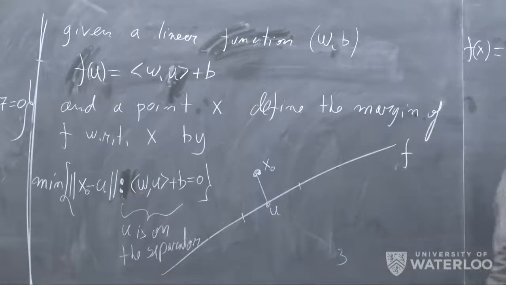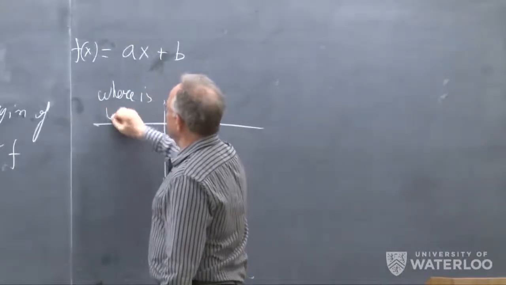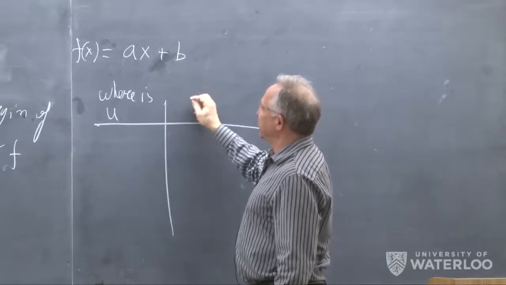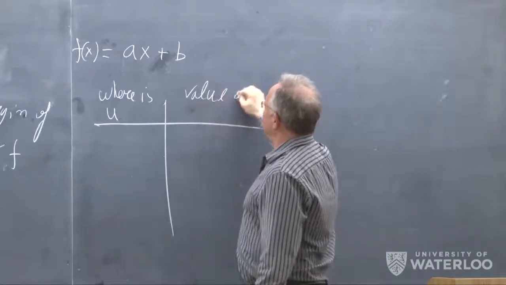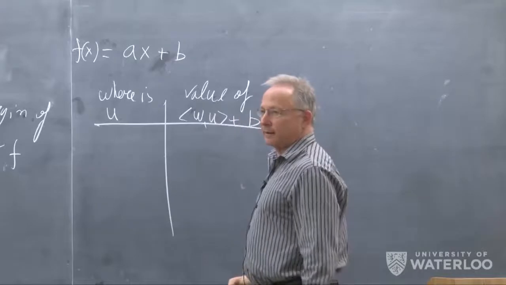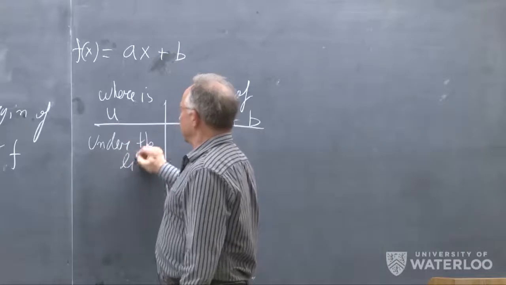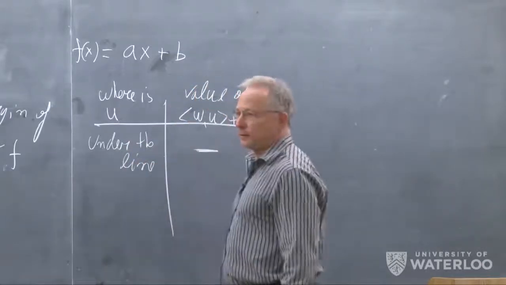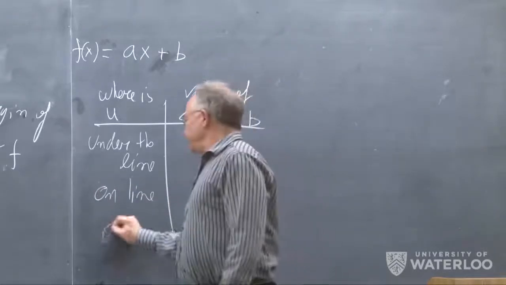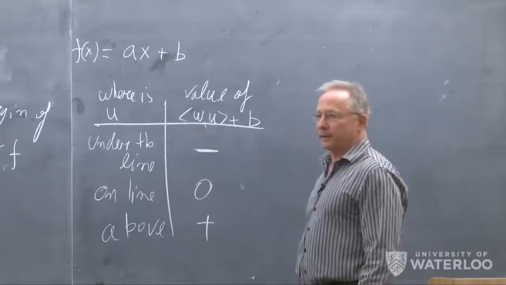Oh, okay. So what I'm saying is, where is u? And what is the value of w dot product u plus b? So if u is under the line, this is going to be negative. On the line, it's going to be 0. Above the line, it's going to be a plus number.